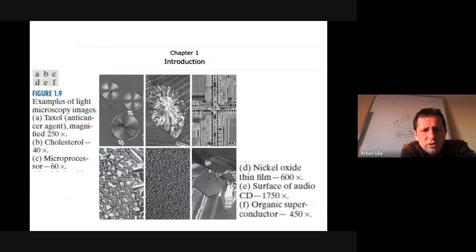Now we go to another domain. So we are moving slowly. This is light microscopy. Whenever we talk about light microscopy, we're talking about optical images or visible light.